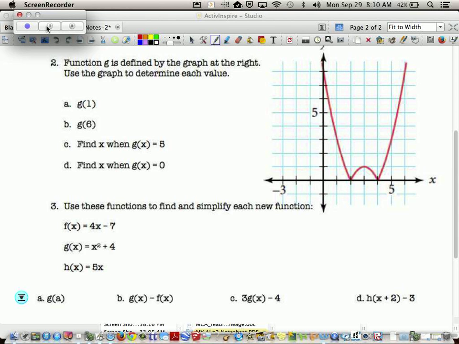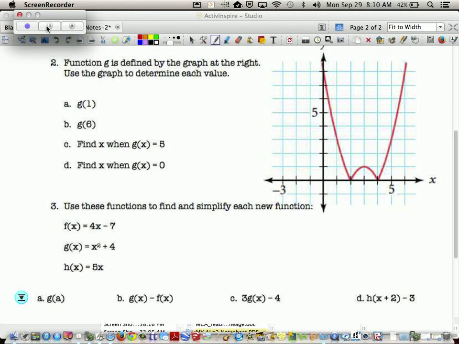Alright, so the last problem, I was actually giving you the equation and you're just dropping the input in, right? You're taking the x value that they gave you, just putting it in, and simplifying it. Now we're gonna basically do the same work, but I don't know what the equation is, I know what the graph is.